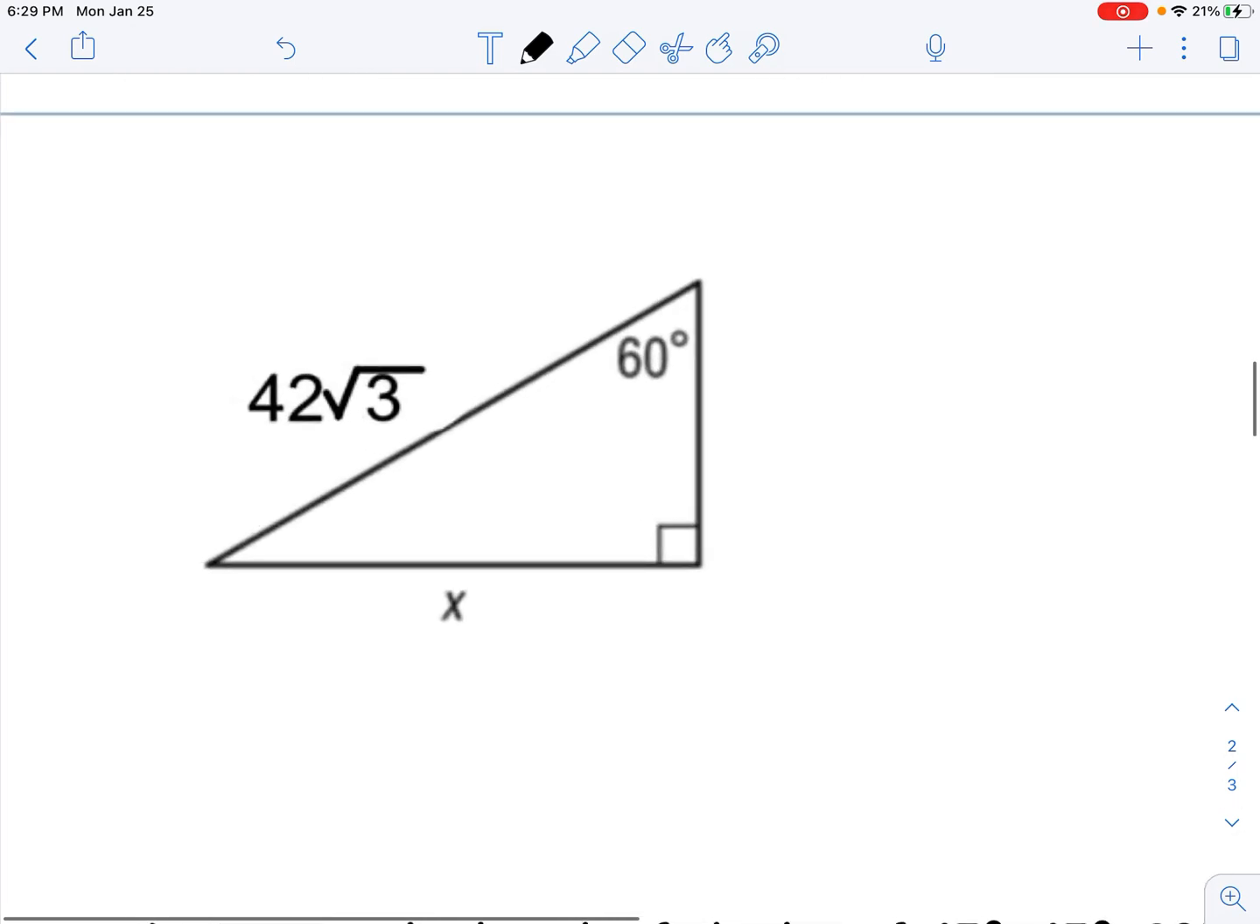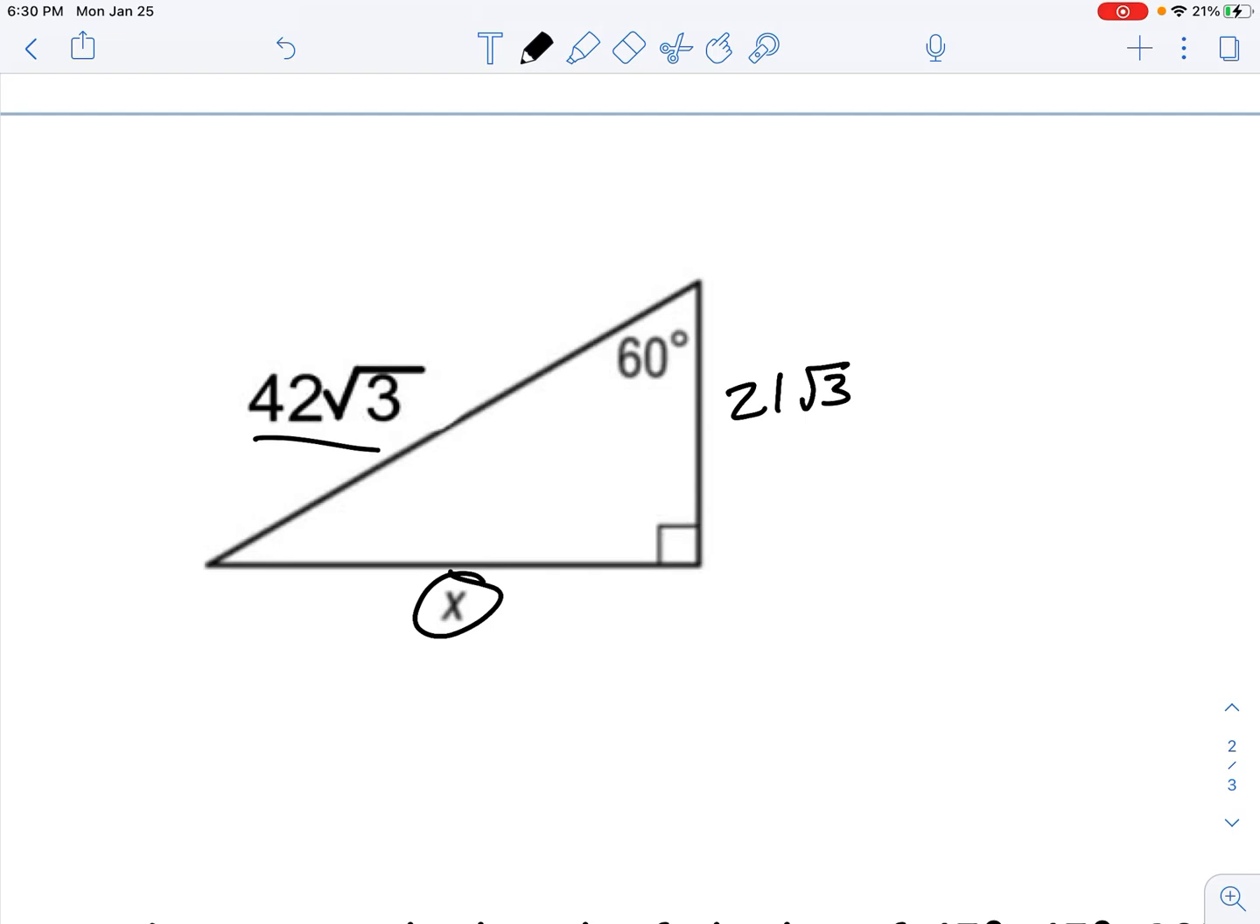Moving on to the next one. Now my long leg, my hypotenuse, is a weird looking number there, 42 times the square root of 3. I know that my small leg here is going to be half of that number. If I'm dividing it by 2, I only have to divide the outside part by 2 because that square root is kind of protected there. So it's going to be 21 times the square root of 3. That would technically be half of this. The square root of 3 doesn't have to be cut in half, just that outside number.